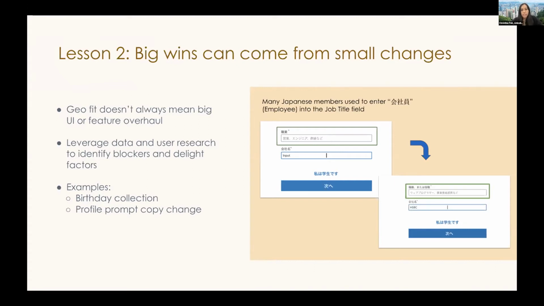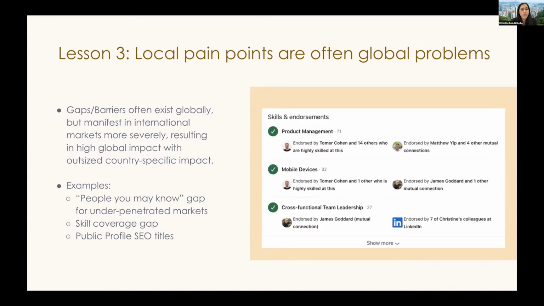And so this is another example of a very, very small change that has a huge impact, just because we really dig in and try to understand what the bottleneck is for our members. We found out that in China, like 90% of our members don't have people you may know recommendation results. And that's because the penetration is low in the country, and most people just don't have much of a network to begin with. So we don't have a lot of data to work with in order to even give you those recommendations.